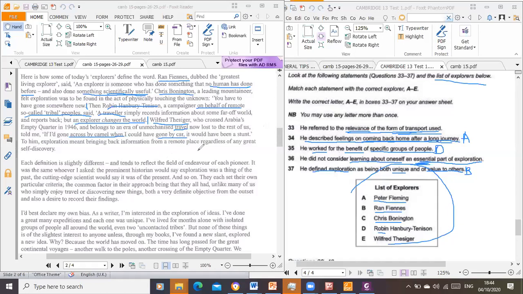So the relevance now, it would have been a stunt. To him, exploration meant bringing back information from a remote place, regardless of any great self-discovery. So this guy talked about the relevance of the form of transport used. So if he had gone with a car, it would have been a stunt. This is a funny guy. So that is E, okay? So explorers go to a remote place where a car cannot go. That's why it's merely saying that, if I'm right.